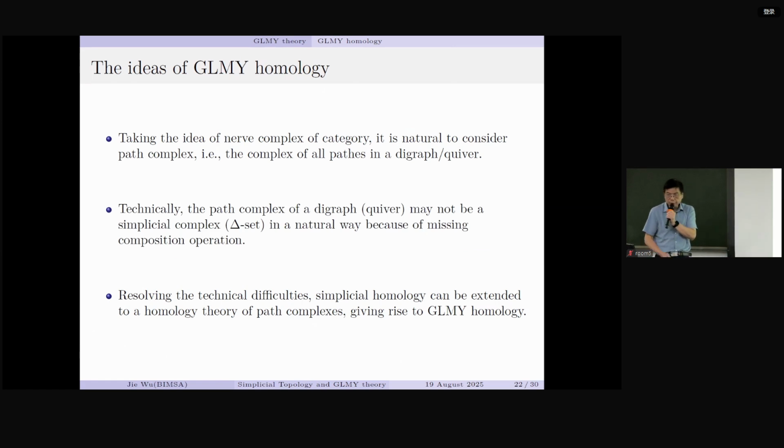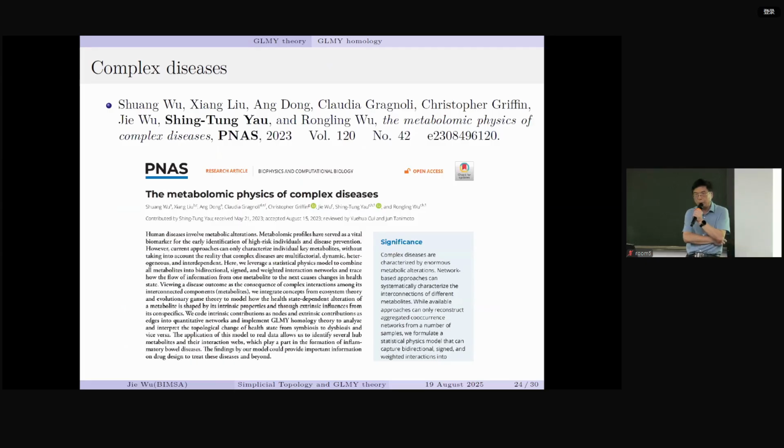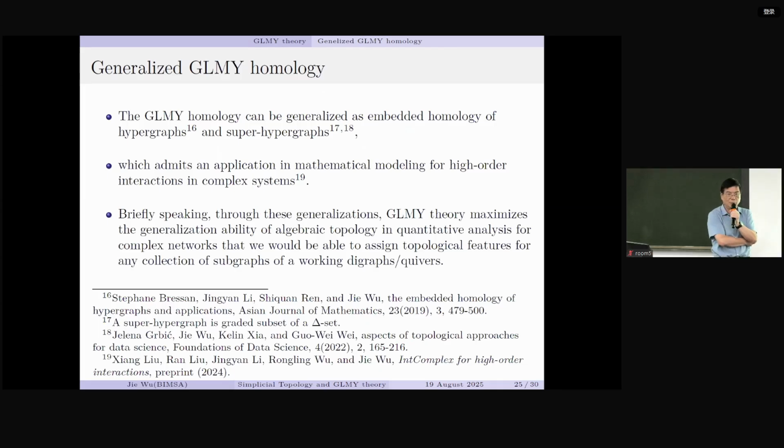Okay, so now there were some applications. We tried material science and life science, and we published a lot of work on this. More importantly, we can apply it to complex diseases in medicine, so it's really a successful application of GLMY homology. Another thing I will say is that we should move further for GLMY homology, so we can go to generalized GLMY homology.